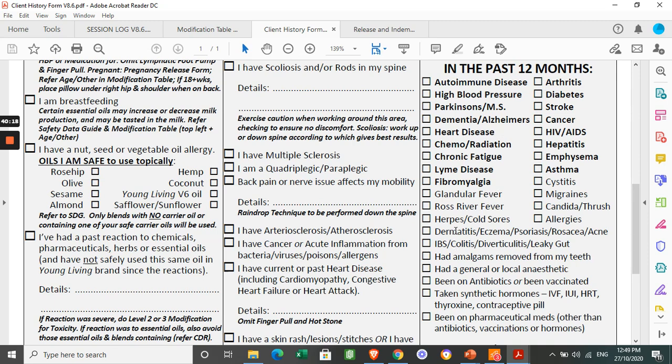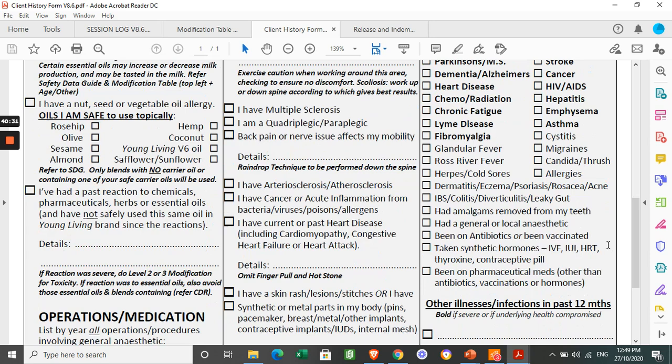And then we go on to looking at dermatitis, eczema, psoriasis, rosacea and acne, IBS, colitis, diverticulitis, leaky gut. You've had amalgams removed from your teeth, had a general or local anaesthetic. If they've ticked that, we want to see over here under operations and medication that they've actually listed it there. Been on antibiotics or been vaccinated, taken synthetic hormones, or been on pharmaceutical meds other than antibiotics and vaccinations.